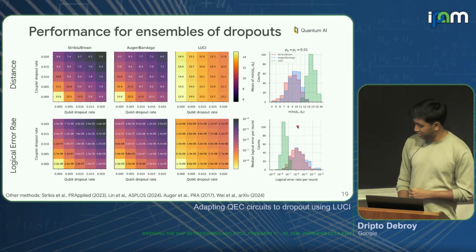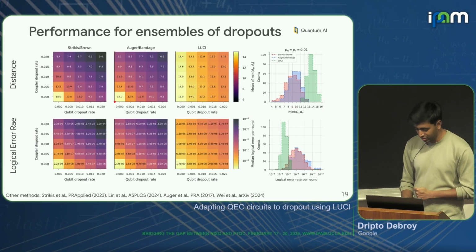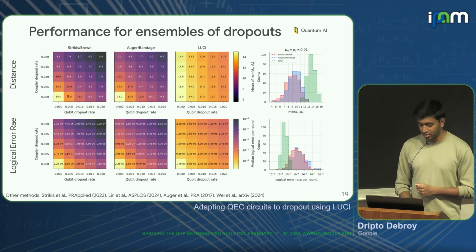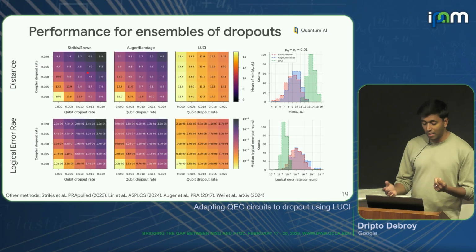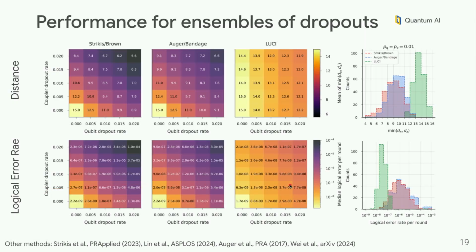So this plot is now a little bit outdated in that there are other improved things to compare against. But when I wrote this paper, the major dropout methods used in the literature were the Strikis-Brown method and this Auger/bandage method, this one being kind of the original. On the top here, I have heat maps of distance, and on the bottom, I have heat maps of logical error rate, where each of these heat maps individually has, on the x-axis, qubit dropout rate going from 0 to 2, and on the y-axis, coupler dropout rate from 0 to 2.